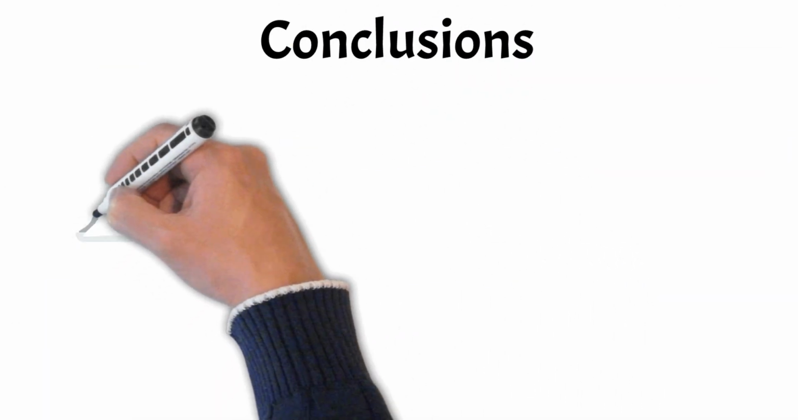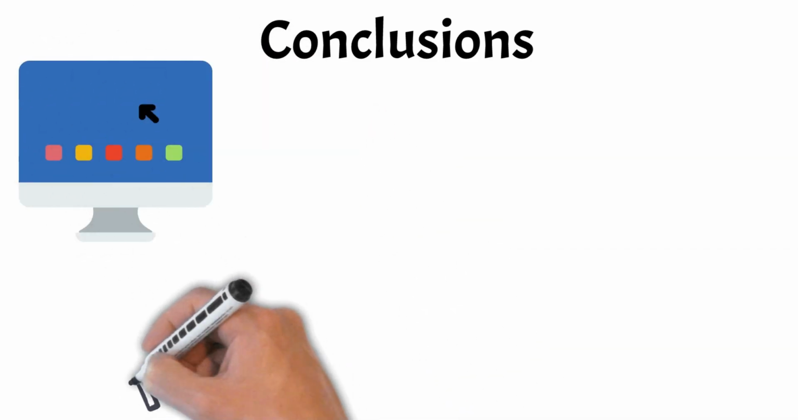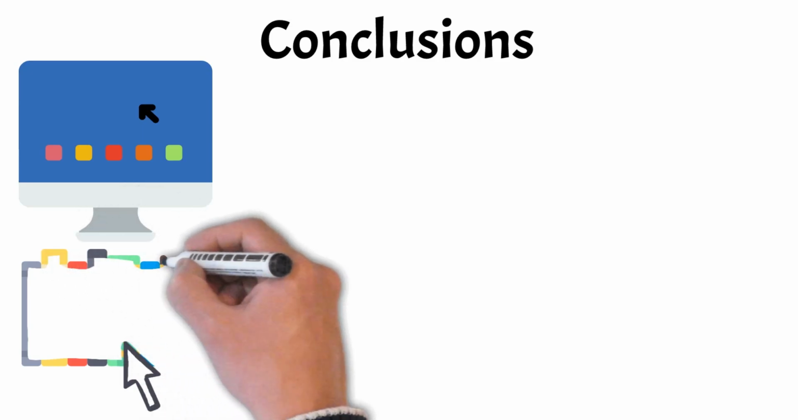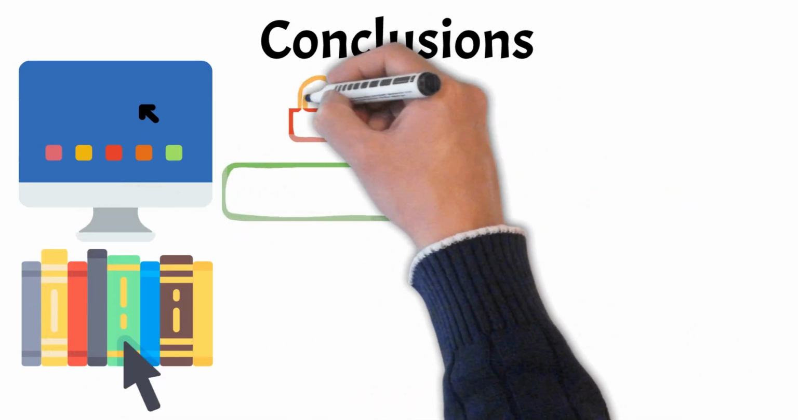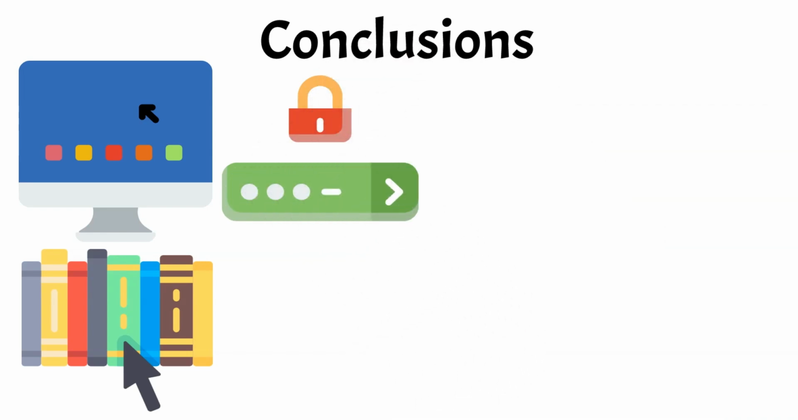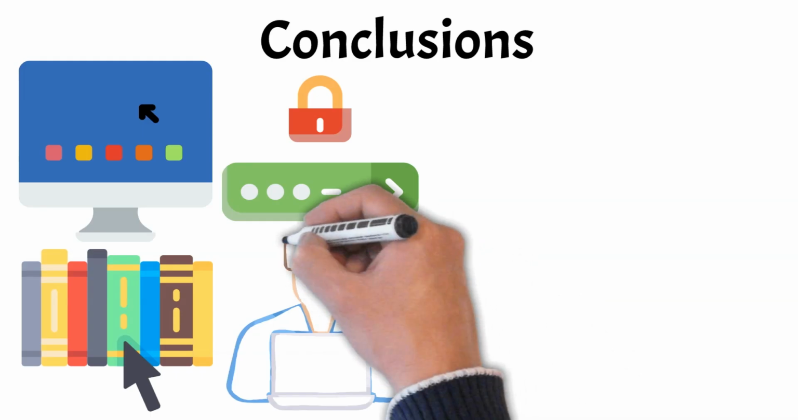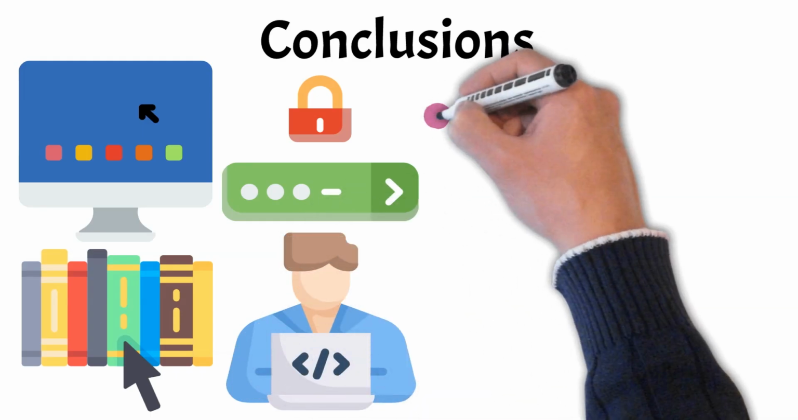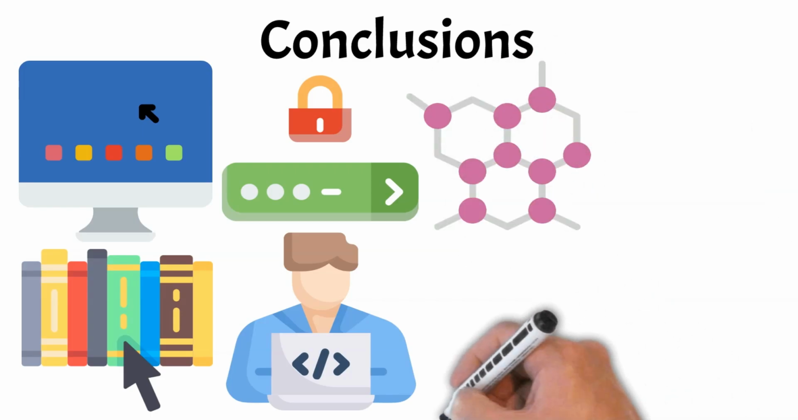In conclusion, computer science is a vast and ever-evolving field, shaping the technology that powers our world. From the foundations of theoretical computing to cutting-edge advancements in AI, cybersecurity, and quantum computing, each area plays a crucial role in driving innovation. Whether you're interested in building software, securing networks, or exploring the future of computing, there's a place for everyone in this field.